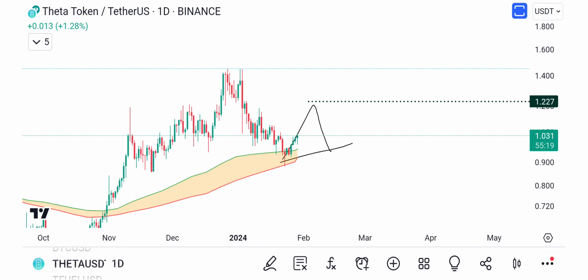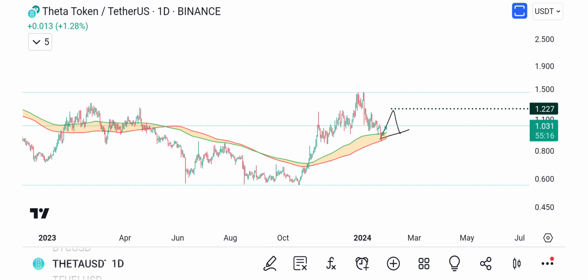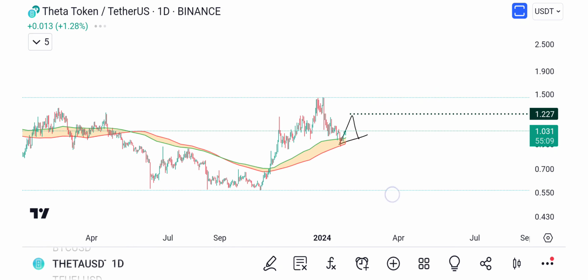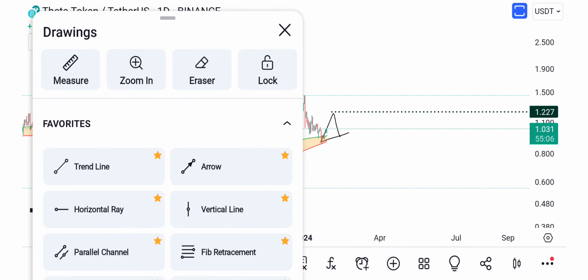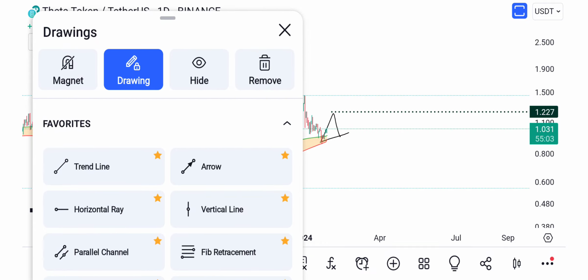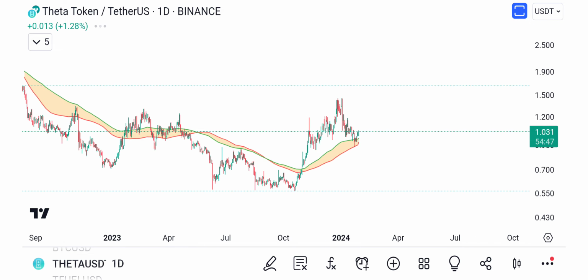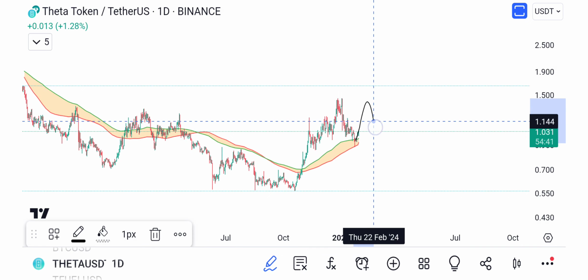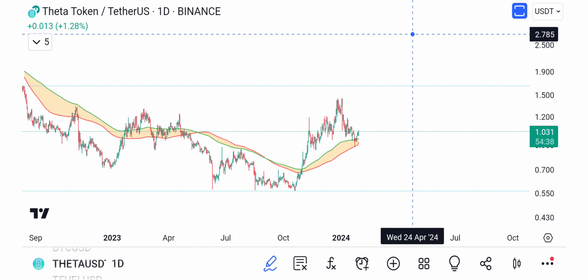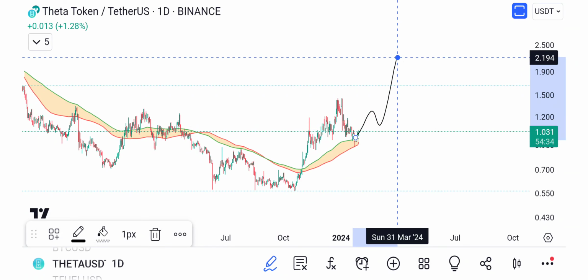So anyways, if you want to know what I think is going to happen, I think eventually Theta is going to break out. The question is the timing of it, right? That's the big question, is the timing. I think Theta will break out. And I don't know if it's going to do something like this. Because remember, Wyckoff accumulation, right? Something like this, and then we break out. Or something like this, then we break out.